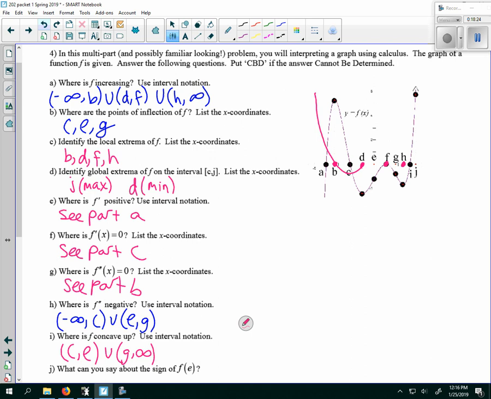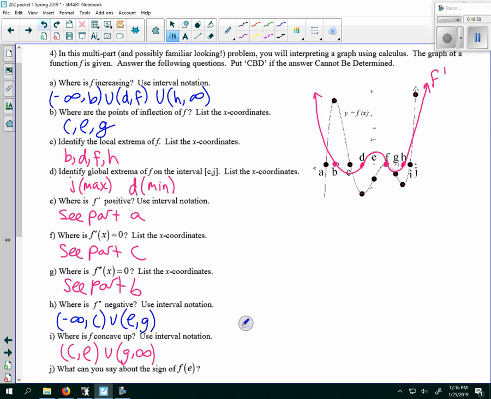And then between D and F, when I draw tangent lines, they are all positively sloped. So between D and F, my derivative is positive, meaning above the x-axis. And then between F and H, the tangent lines all have negative slope, so we're below the x-axis. And then from H onward, my tangent lines are all positively sloped, so it goes up like that, above the x-axis. So that one is f prime.